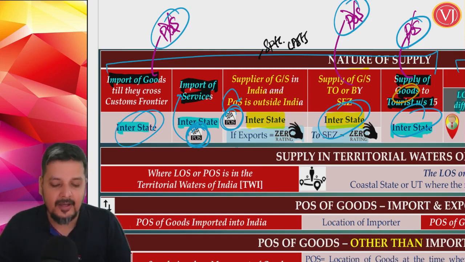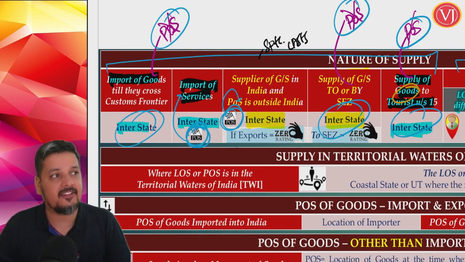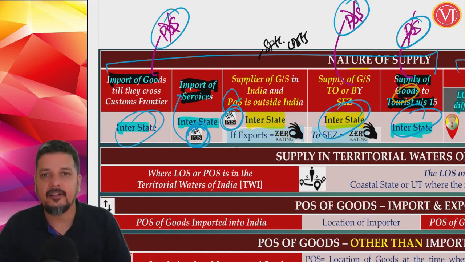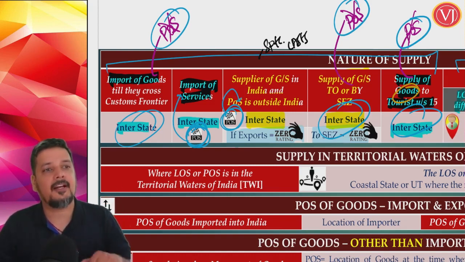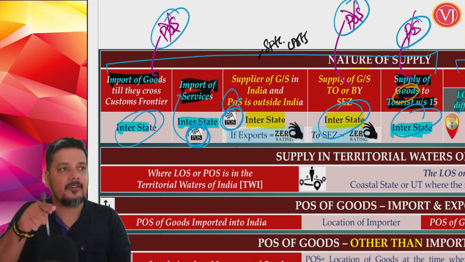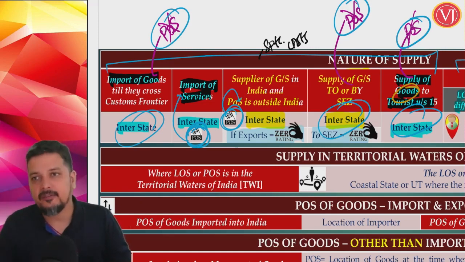There are the other 2 cases where they are also IGST transactions, but for that you have to find out place of supply. What are they? Import of services. It is IGST, but for that you have to find out place of supply. Secondly, location of supplier in India, place of supply outside India. It is an IGST transaction, interstate supply. But for that you have to find out place of supply, and that should be outside India.